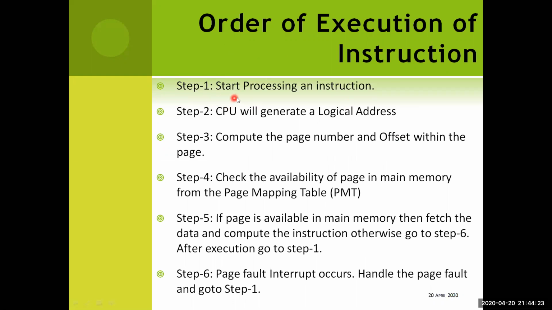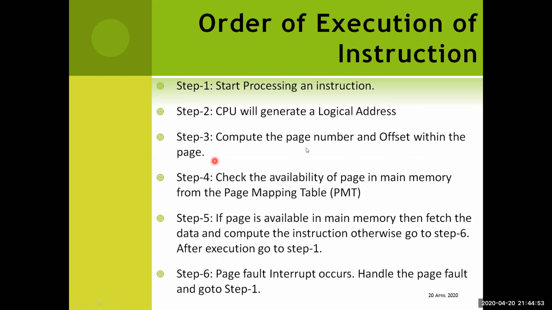First, the processing of an instruction will start and the CPU will generate a logical address. A logical address consists of two components, page number and offset. We will compute the page number and offset from this logical address. Page number is calculated by integer division, whereas offset is calculated by the modulus operator.